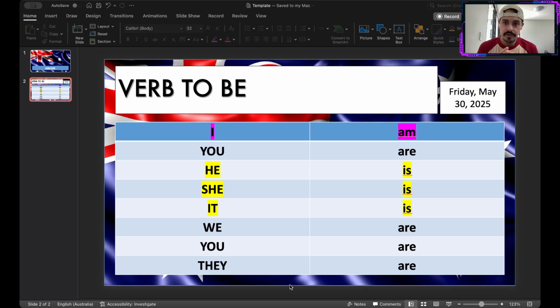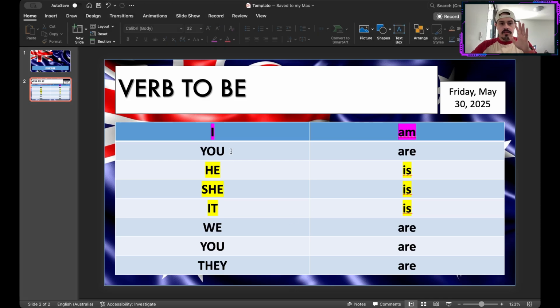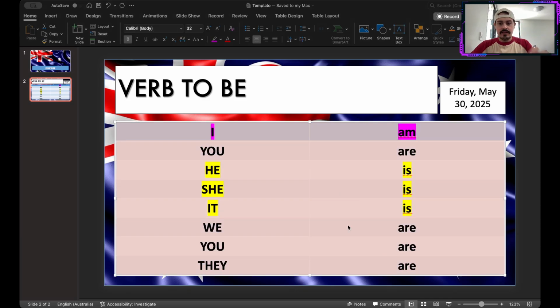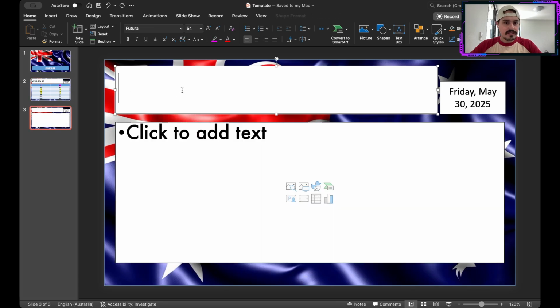We have this purple here, which is the I. I am. In this case, I is very different, because the others, you are, they are, we are, follow the same pattern, but I is different. It's I am. You have to understand it and memorize it. You have to know this by heart, without even looking at it. So let's have some examples.